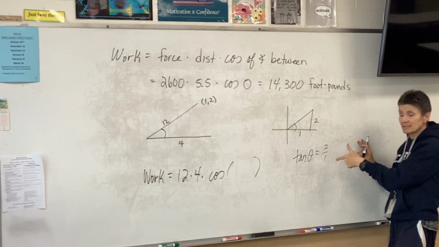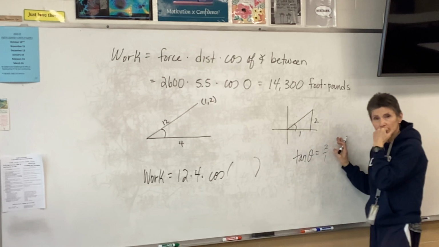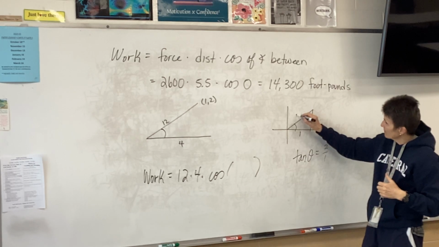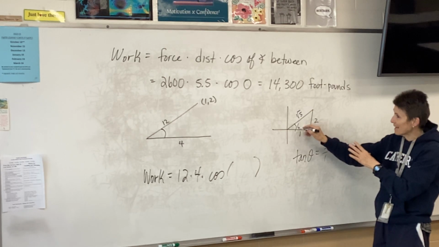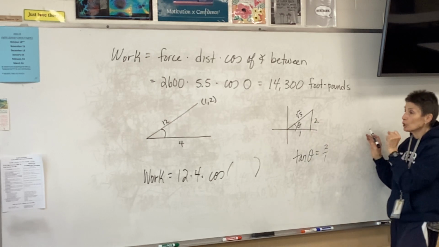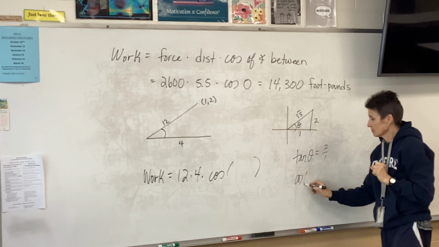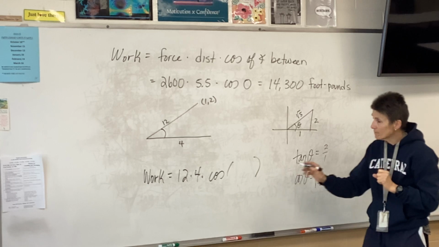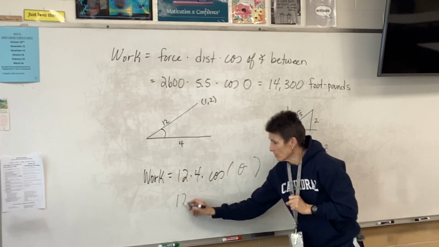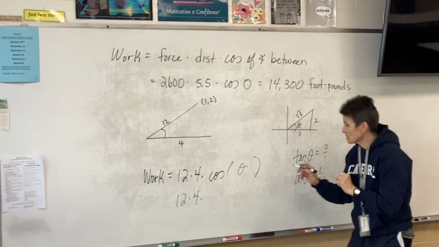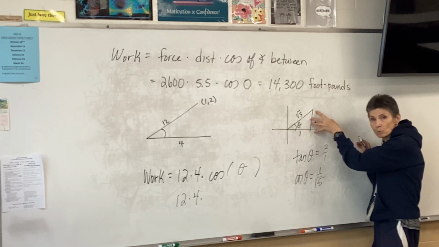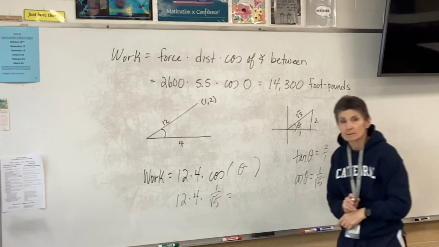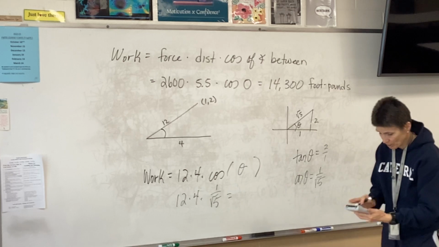I really don't care about the tangent though. I'd really rather have the cosine. That's what my formula requires. So what if I do my Pythagorean theorem here and get root 5? So for this angle, theta, the cosine of that angle is 1 over root 5. So when my formula says force times distance times cosine of angle between, that's 1 over root 5. And that will be the answer to my question.